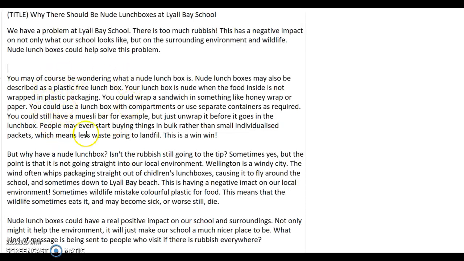And so if we think about what I wrote in my plan, I wrote in the first paragraph all about what is a nude lunchbox. And then the second paragraph is all about how rubbish can affect the environment. And the third paragraph is all about how nude lunchboxes can help in general.